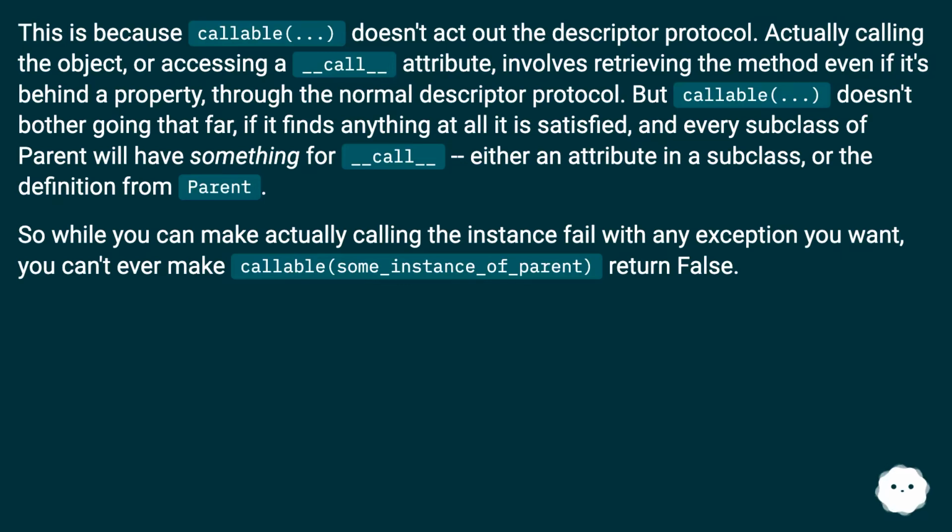This is because callable() doesn't act out the descriptor protocol. Actually calling the object, or accessing a __call__ attribute, involves retrieving the method, even if it's behind a property, through the normal descriptor protocol. But callable() doesn't bother going that far. If it finds anything at all it is satisfied, and every subclass of parent will have something for __call__, either an attribute in a subclass or the definition from parent. So while you can make actually calling the instance fail with any exception you want, you can't ever make callable() on some instance of parent return False.